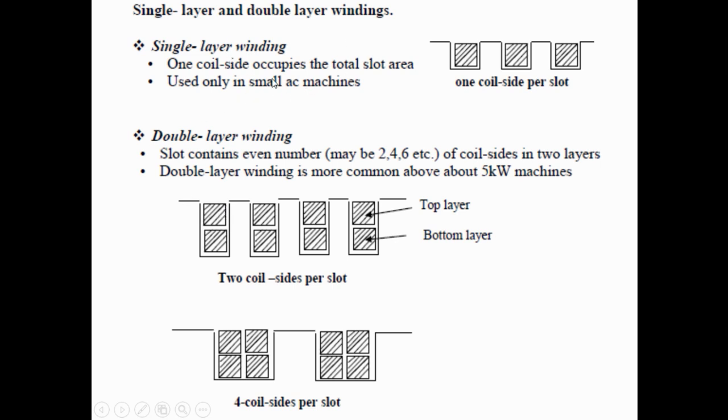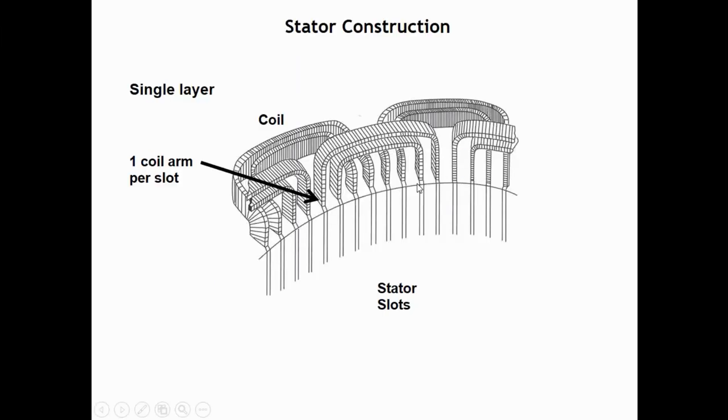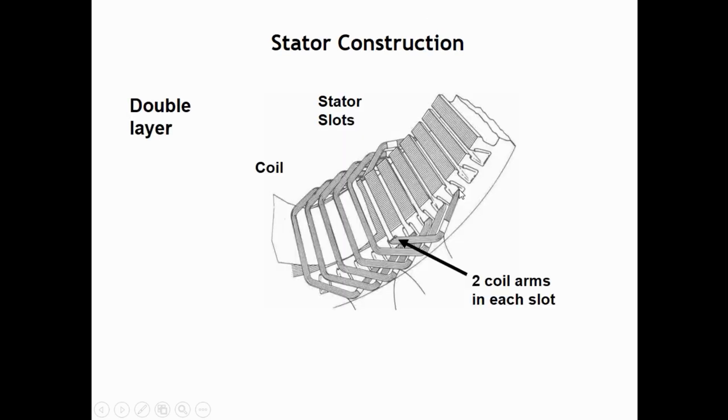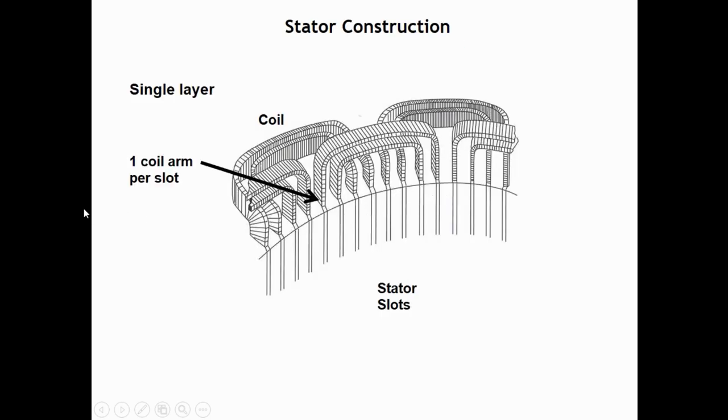So as we see, this is a single layer winding, where one coil side occupies the total slot area, used only in small AC machines. Double layer winding, or it may be triple layer or multi-layer, is where the slot contains an even number of coil sides in two layers. Double layer winding is more common above 5 kilowatt machines. For this stator construction, here is some diagram I would like to show you.